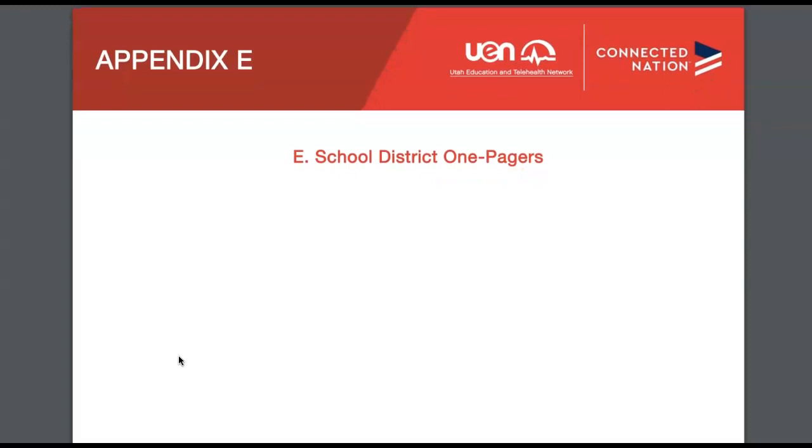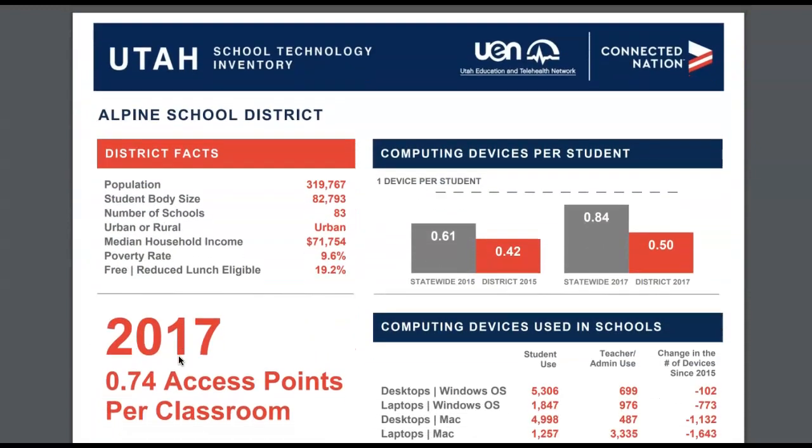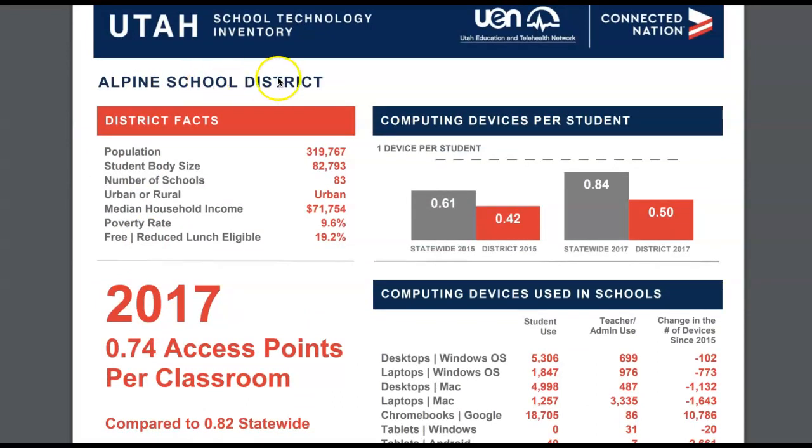And this is where it gets really interesting as we start to compare districts to each other and to the state averages. So as you scroll down, the very first one you're going to come to is Alpine School District, which is the one where UVU is situated. It's the biggest district in the state with over 82,000 students, now over 83,000 students, and a lot of schools that they're working with.